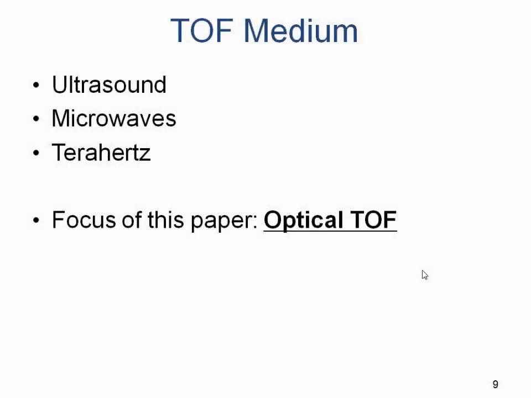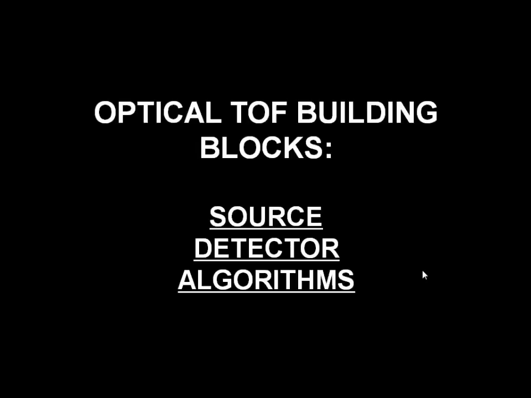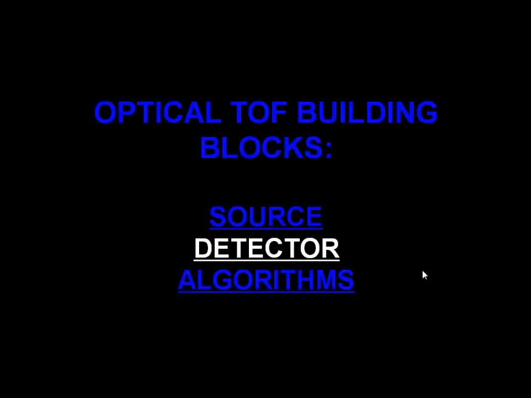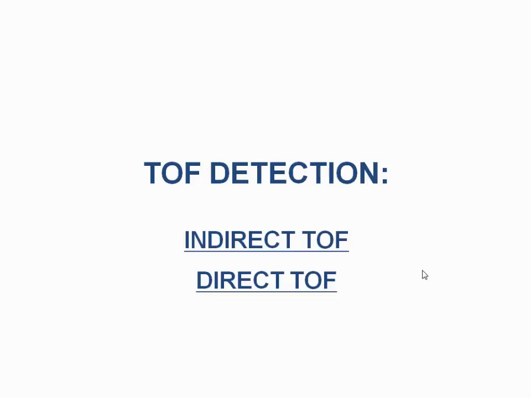So what do you need for time of flight? Usually you need ultrasound or microwaves or terahertz type of radiation. And also, in our case, we are focusing on optical time of flight. So we are using visible or invisible light for reconstructing time of flight for 3D and for other applications. The optical time of flight building blocks are three: the source, the detector, and the algorithms. I will not talk about sources and algorithms. I will focus on the detector in this talk.